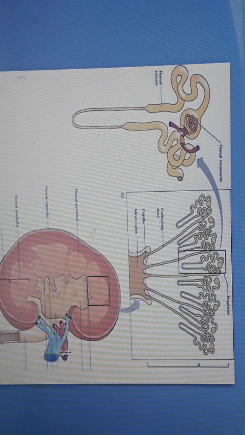This is renal artery which takes blood into the kidney, and it is further divided into arterioles, and the arterioles further divide into capillaries. Similarly, the capillaries further unite to form venules, and the venules again form the renal vein which brings the blood out of the kidney and goes to the heart.